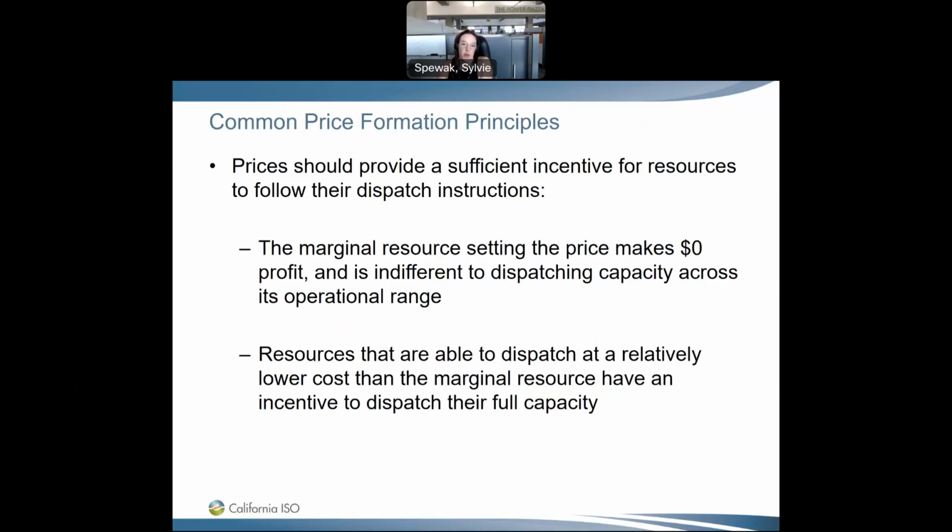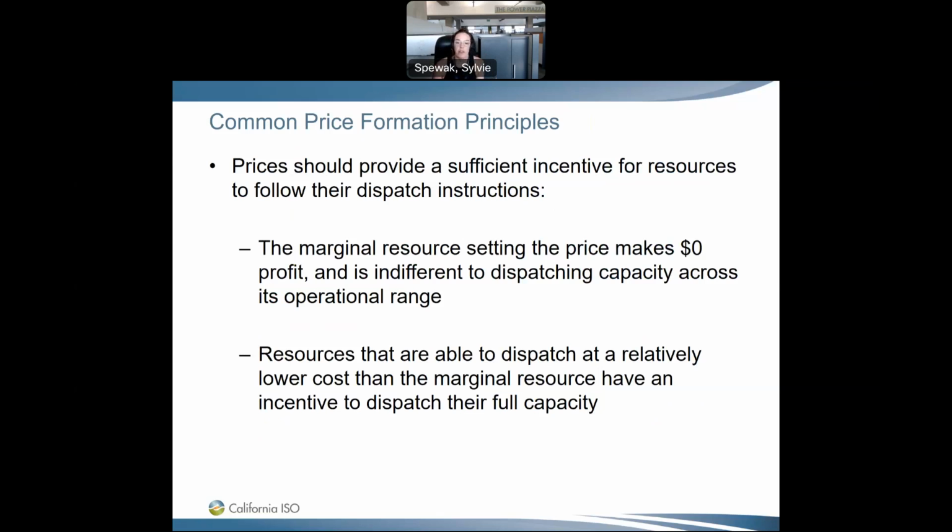And this brings us to some common price formation principles. It's really only one with a couple of click downs. The big idea here is that prices should provide a sufficient incentive for resources to follow their dispatch instructions. For example, the marginal resource that sets the price should make $0 in profit and is indifferent to dispatching across its operational range. If you're making $0 in profit, you don't care if you put 50 megawatts onto the grid, 100 megawatts on the grid, no megawatts onto the grid. In any case, you make the same amount of money.